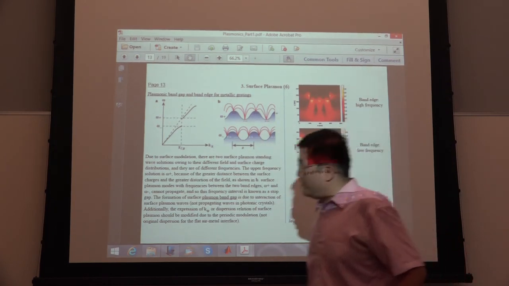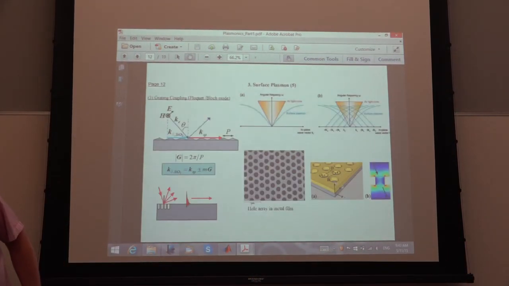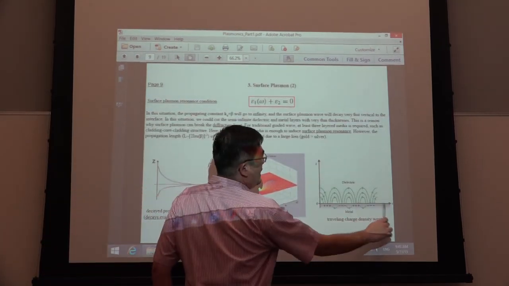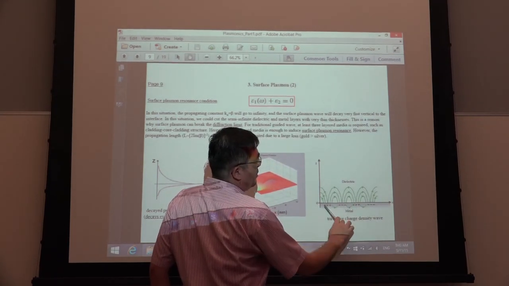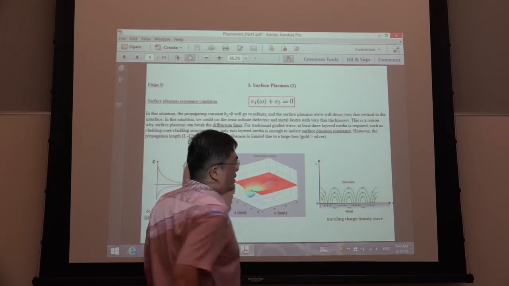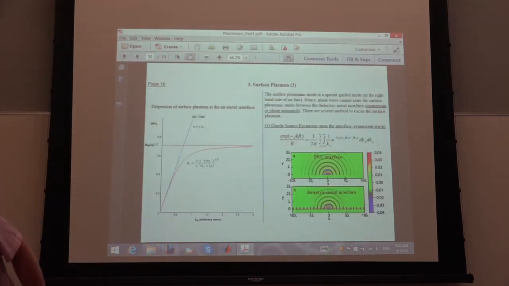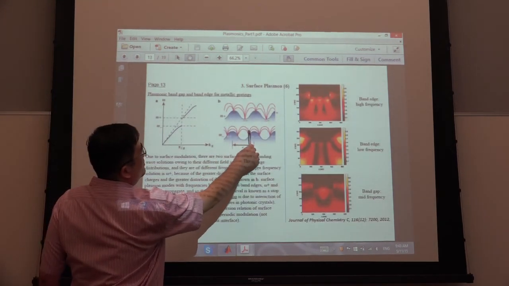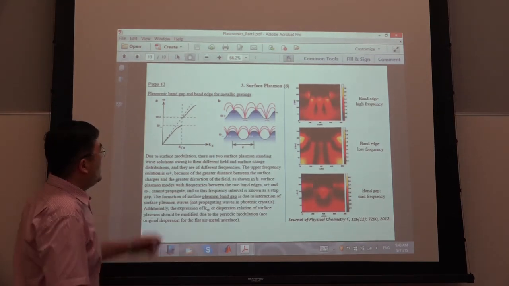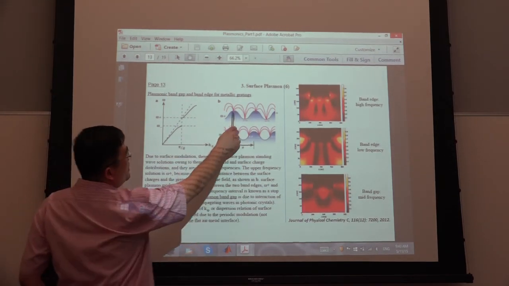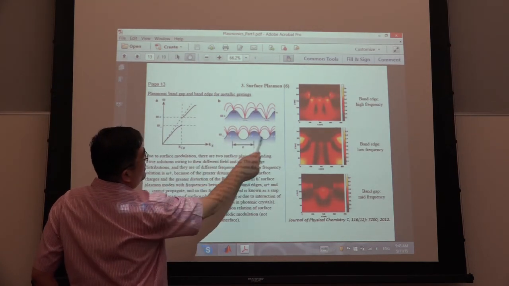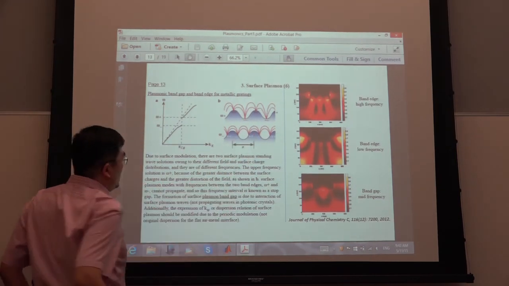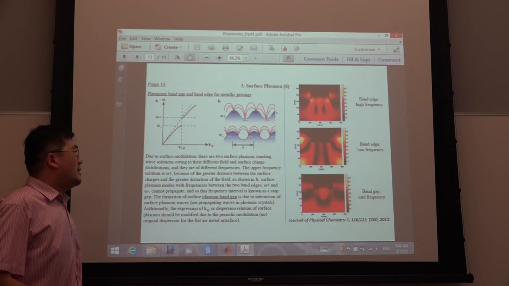At the lower frequency, you can see the field line is quite similar to the field line of the traditional flat surface. You can see the charge density, positive and negative. This is the ideal flat case. But when you modulate, at the lower frequency it is similar, since the perturbation is small. But at the higher frequency, you can see the positive and negative distribution is different. The field line is distorted, and the charge distribution is different. This is called the plasmonic band gap.